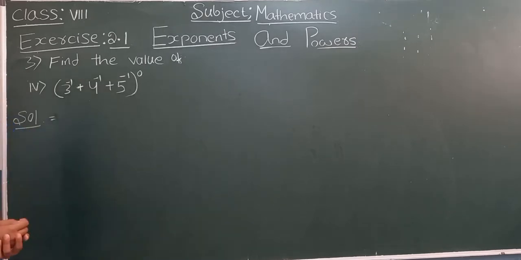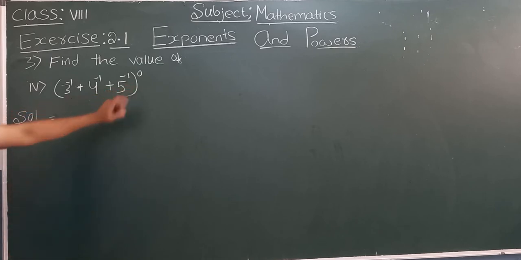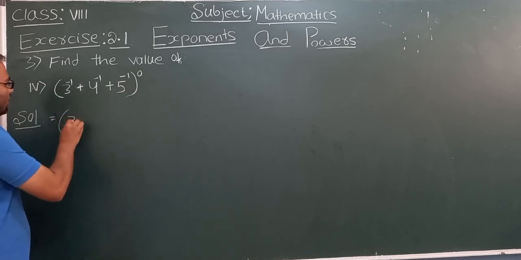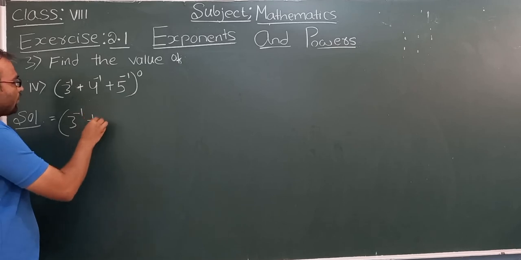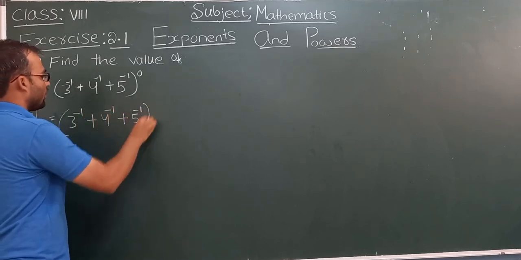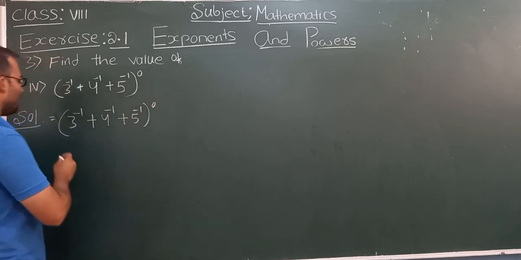Students, now let's solve the fourth question. So what they have given is (3^-1 + 4^-1 + 5^-1)^0. Okay, so write it as it is first: (3^-1 + 4^-1 + 5^-1)^0.